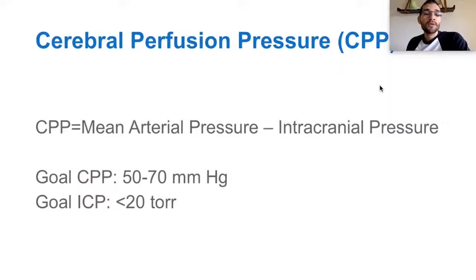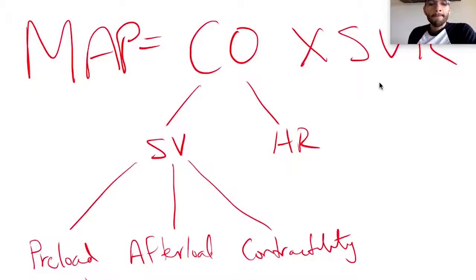that may increase the risk of having some cardiac event, pulmonary edema. Your goal intracranial pressure is also less than 20 torr. In general, if somebody's intracranial pressure is greater than 20 for more than 5 minutes, then you should be acting on it. Now, mean arterial pressure is equal to cardiac output times systemic vascular resistance.